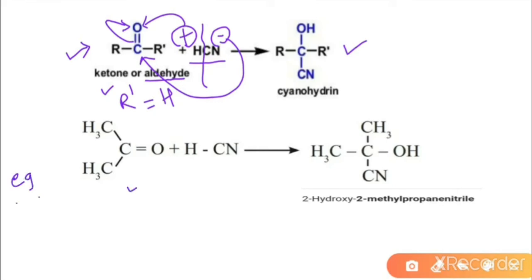Example, acetone addition reaction with HCN. A similar reaction occurs and acetone cyanohydrin is obtained. The IUPAC name is 2-hydroxy-2-methylpropanenitrile.